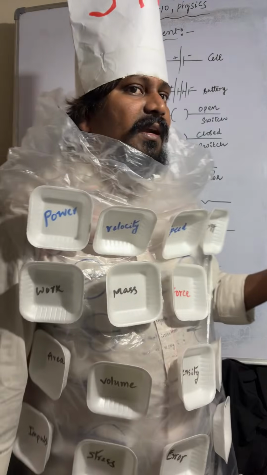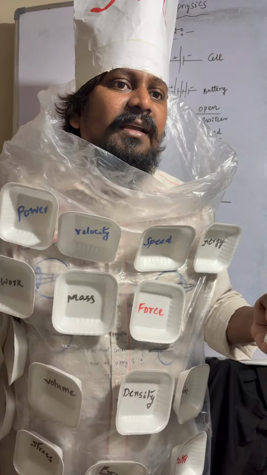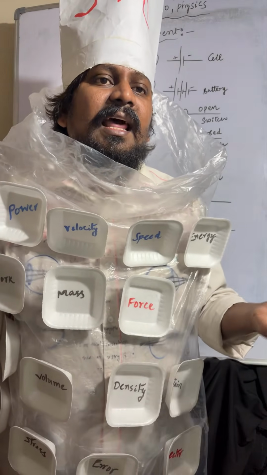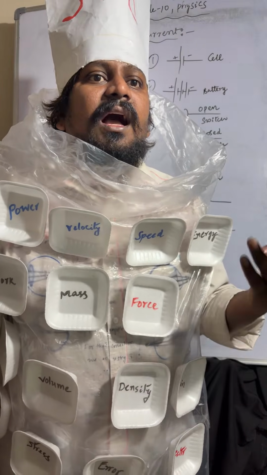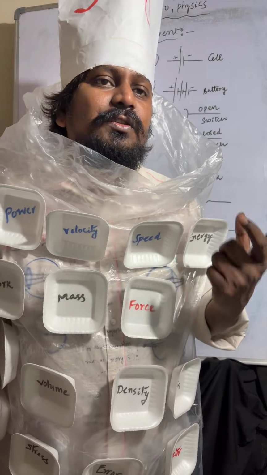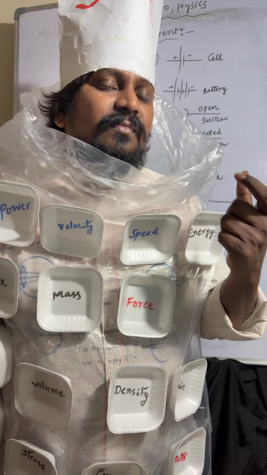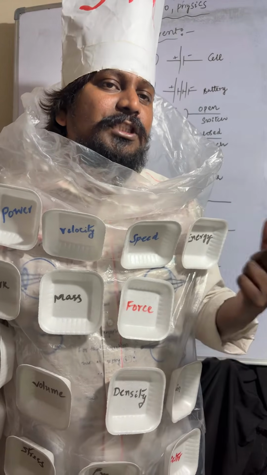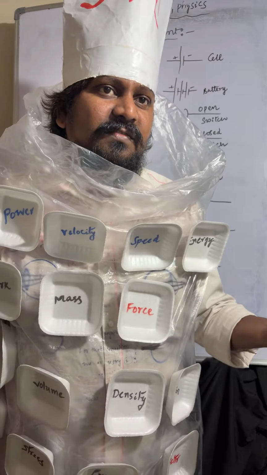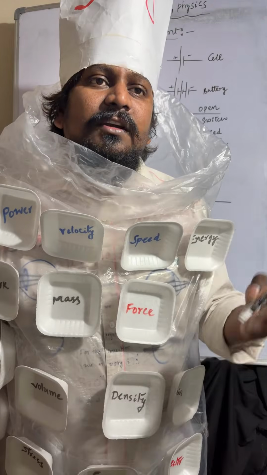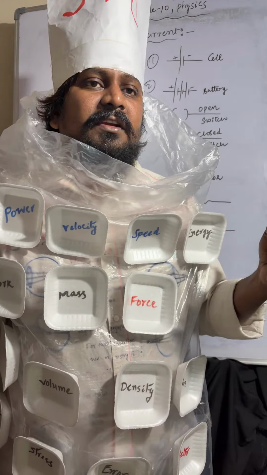Coming to the ammeter. An ammeter is a device which is used to measure the electric current in the circuit. A voltmeter is a device which is used to measure the potential difference. The ammeter will be connected in series combination. The voltmeter will be connected in parallel combination.